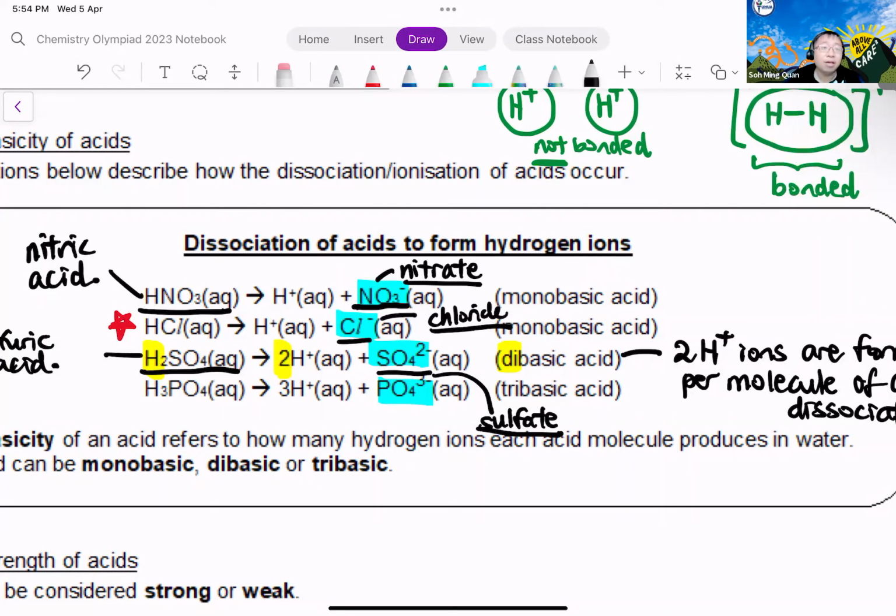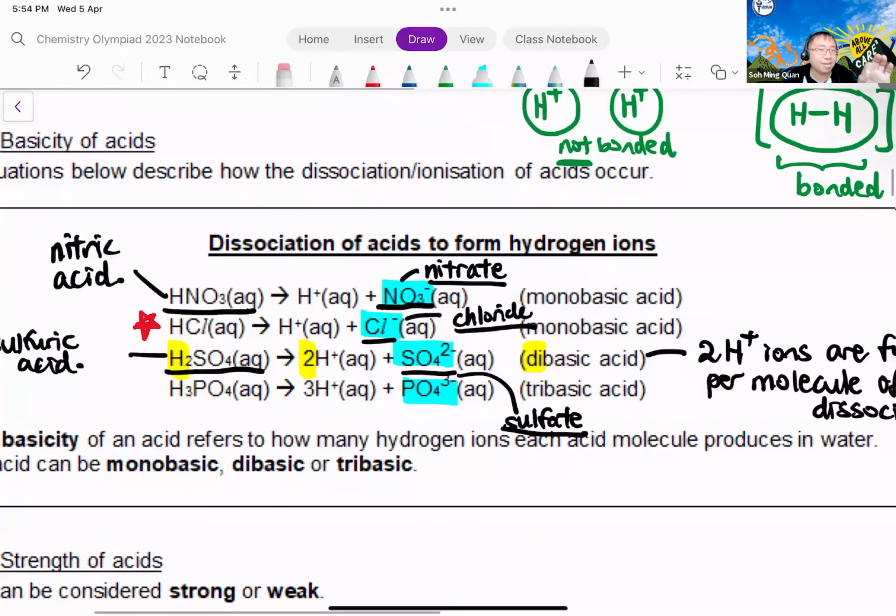Now this explains why in Sec 2, your science teachers probably taught you to memorize that nitric acid will form a nitrate. The salt's name will end with nitrate. Sulfuric acid, the salt's name will end with sulfate. Now you understand why. Because these acids dissociate to form H+ and the anion. The anion depends on which acid you had started with. Okay?